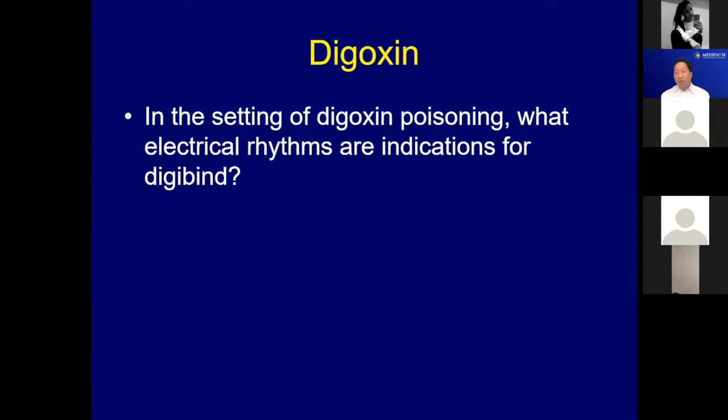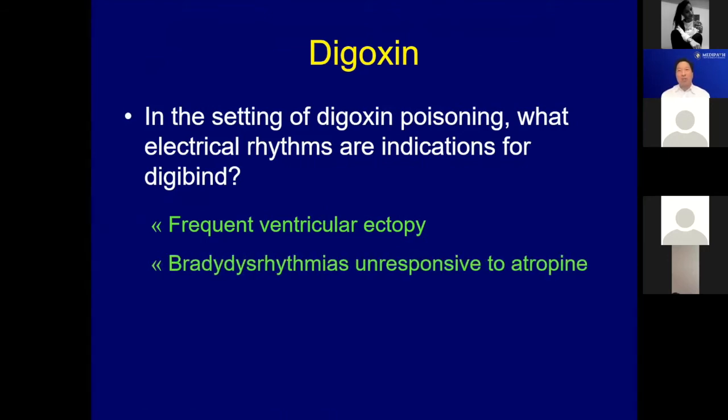So when do you give this antidote? Does anybody know? Well, the answer is any type of rhythm where the person is likely to die. So someone with ventricular ectopy or VTAC, they're at risk of degenerating to a more malignant rhythm, or somebody with a severe high degree AV block. First degree AV block or second degree Wenckebach block, they're going to respond to atropine, but Mobitz type 2 or a complete heart block, they're not going to respond to atropine. That's an indication for Digibind.